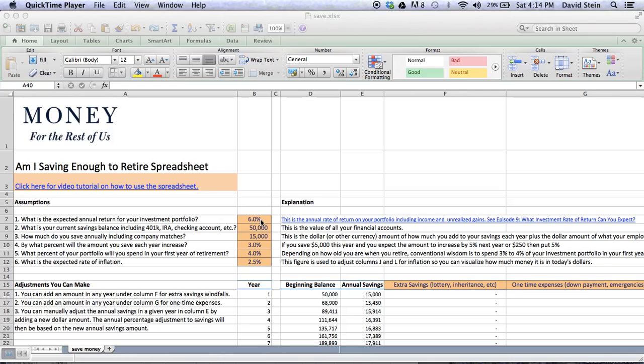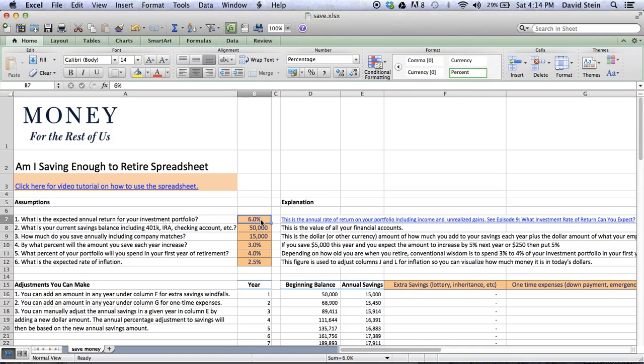The six basic assumptions are: first, cell B7, what is the expected annual rate of return for your investment portfolio? So this would be the average return over the life of your saving period. In this case, I've used 6%.